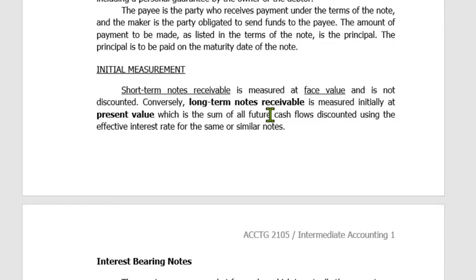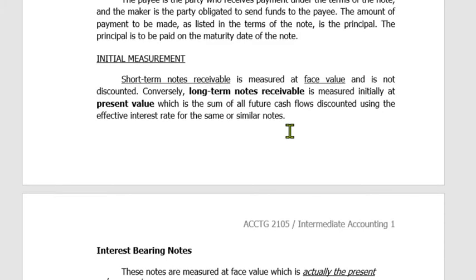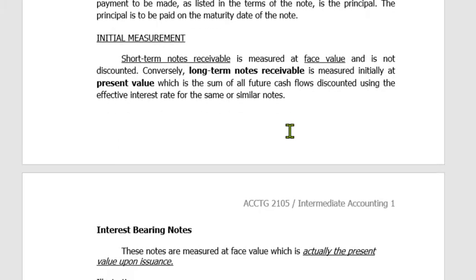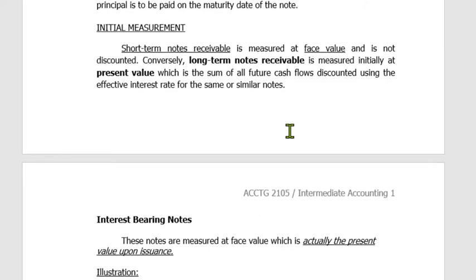Kapag naman long-term notes receivable, this is measured at the present value initially. Ano itong present value? This is the sum of all future cash inflows discounted using the effective interest rate for the similar notes. So, lahat ng benefit na mapapasok doon sa asset na yon, doon sa notes receivable na yon, will be computed using an interest rate. Kumbaga, hihilahin mo at present. However, there is a problem for this long-term notes receivable kasi may dalawang classification yan. Under the standard, itong interest-bearing at non-interest-bearing.